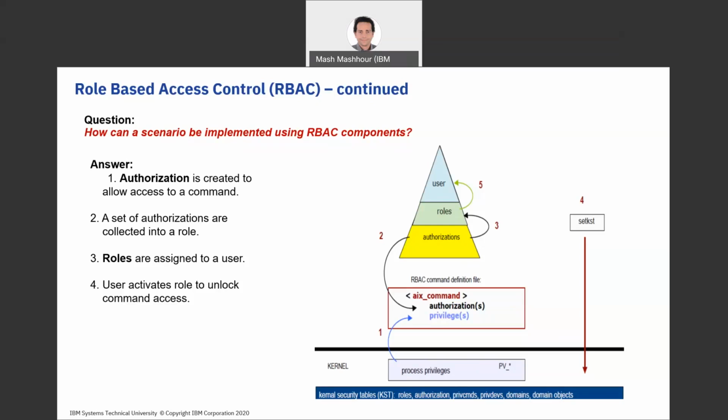After making sure of your authorization, whether your ready-made authorization or your customized authorization, you can put them in another container, which is the role. So you create a role and put the authorizations you have. Number 3, you assign the role to the user and you activate it while logging in. If the user logs into the system, you can switch on the role and start doing these tasks.